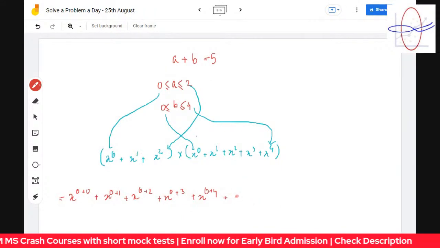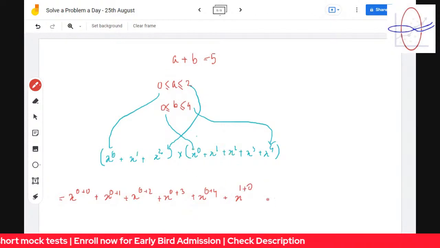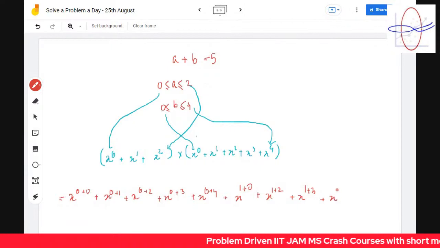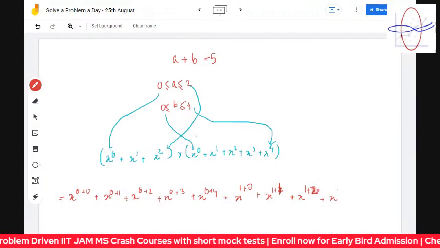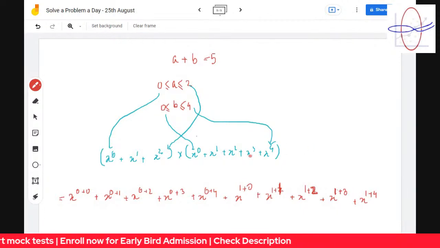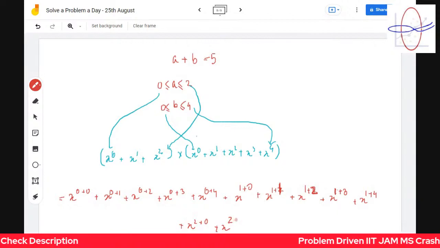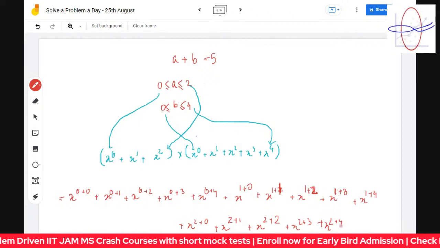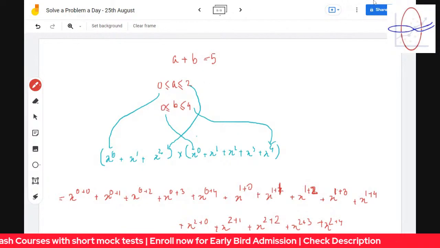x to the power 1 plus 0. I'm missing something. Yes, I missed x to the power 1 plus 1, x to the power 1 plus 2, x to the power 1 plus 3, x to the power 1 plus 4. Okay, let's do x to the power 2 also: x to the power 2 plus 0, x to the power 2 plus 1, x to the power 2 plus 2, x to the power 2 plus 3, x to the power 2 plus 4. So we have written down all the 15 elements that are possible.